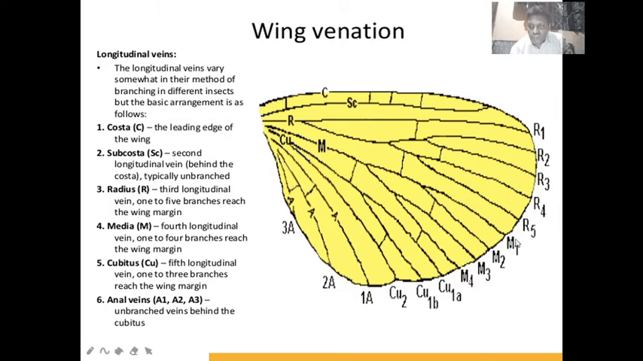Media is branched into 4 veins, M1, M2, M3, M4. Cubitus is branched into 3 veins, CU1A, CU1B, CU2. Anal veins are not branched but they are longitudinal, you can see. So there are two types of veins. One is branched in the center, like radius, media and cubitus, and the others like costa, subcosta and anal veins are unbranched veins.